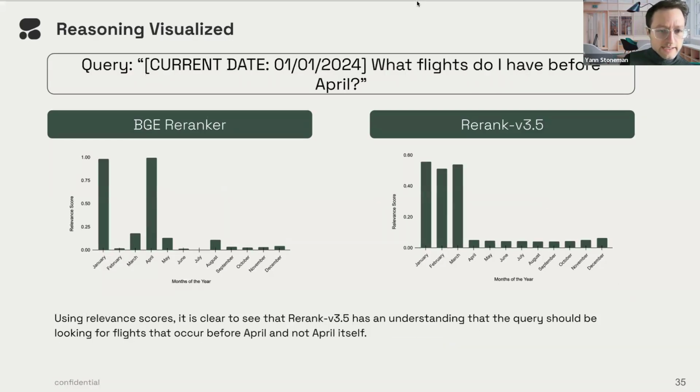And then even very exact dates. So what flights do I have before April? Here's an example of exclusive of the date mentioned. So before implies not including April. So you can see on the right, it's returning results that are not part of April.